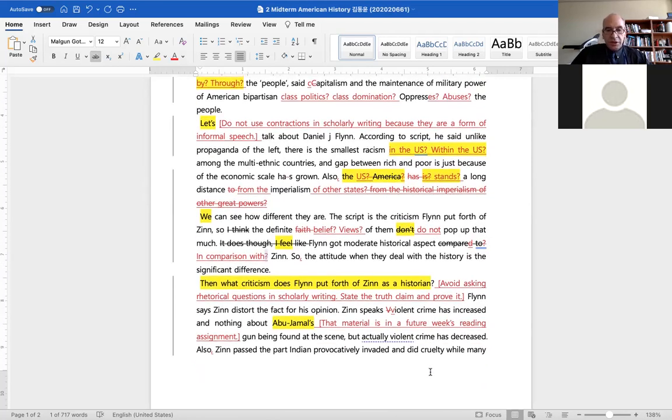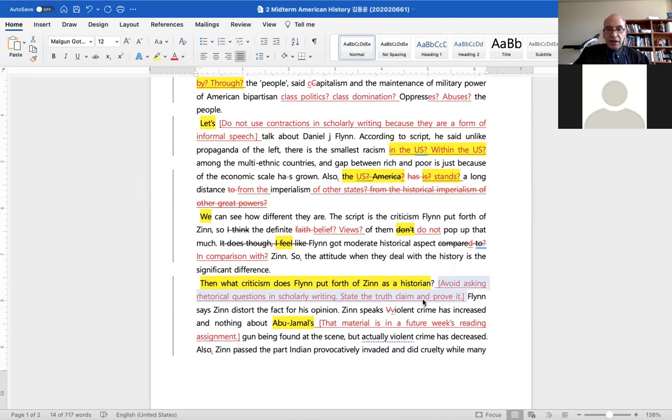Then, what criticism does Flynn put forth of Zinn as a historian? I say avoid asking rhetorical questions in scholarly writing. You just tell me what the difference is and then prove it. Okay. Flynn argues, you can just write, Flynn's main argument is that Zinn distorts history. That's his main critique. See how you just make the statement and then you prove it.